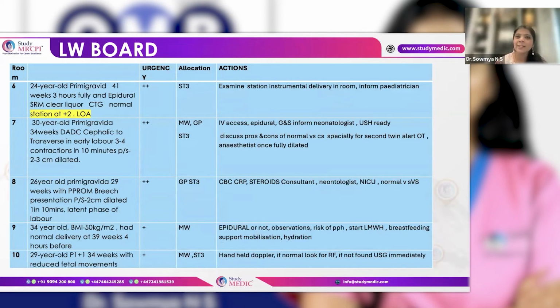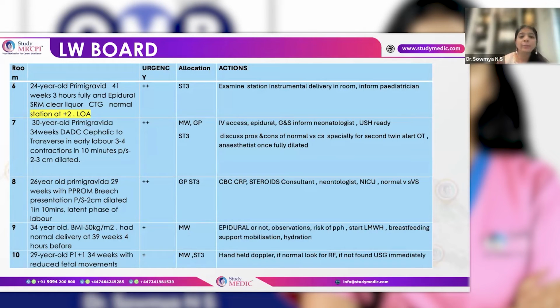Room number 6, instrumental delivery. As an ST3, you can do it, but it's always good to have a consultant. That's the reason I was trying to tell you it's a good idea if the second on call could be there. Room number 3, definitely twins, to be seen by a doctor. So I can push my GP trainee there, as there is already a midwife, and I can always go back and alert the people required.